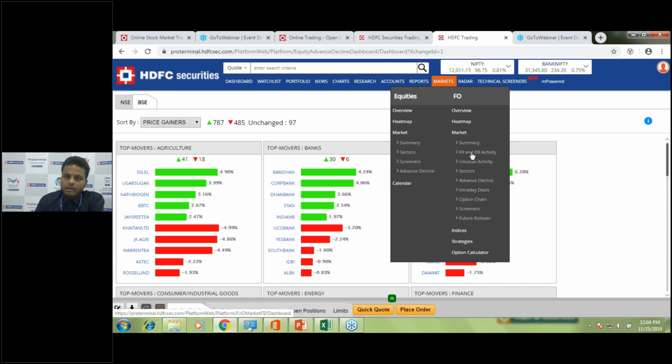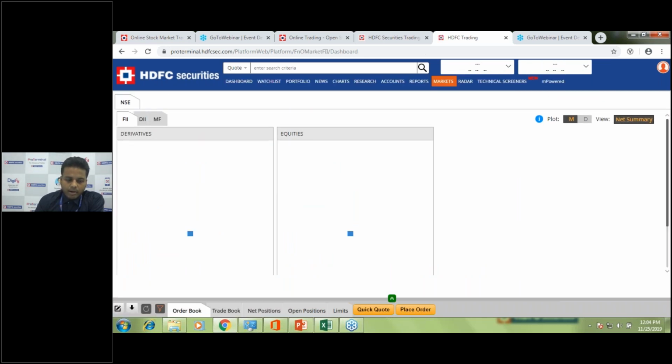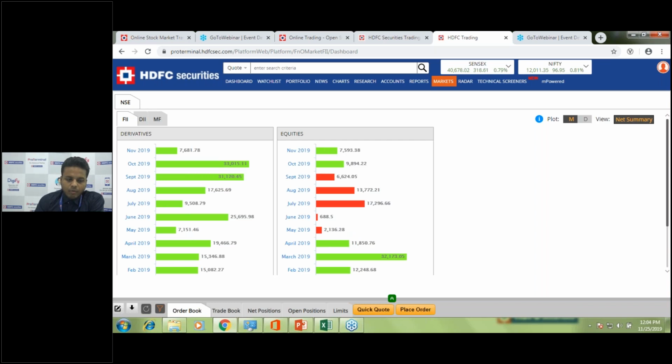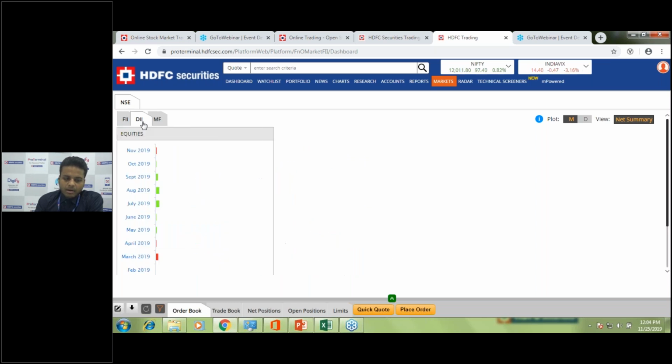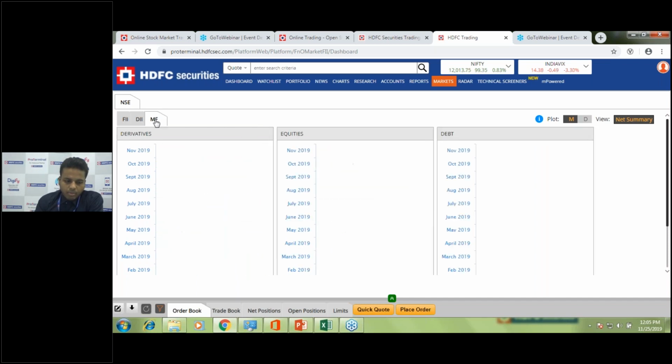One more important feature in the markets section is the FII DII activity. Again, this is more useful at EOD, but even during market opening or market hours you can check it. The overall activity of the FII, which is the foreign institutional investor, and the DII, which is the domestic institutional investor. So you can check what the liquidity or activity going on for them is, and for the MF also.